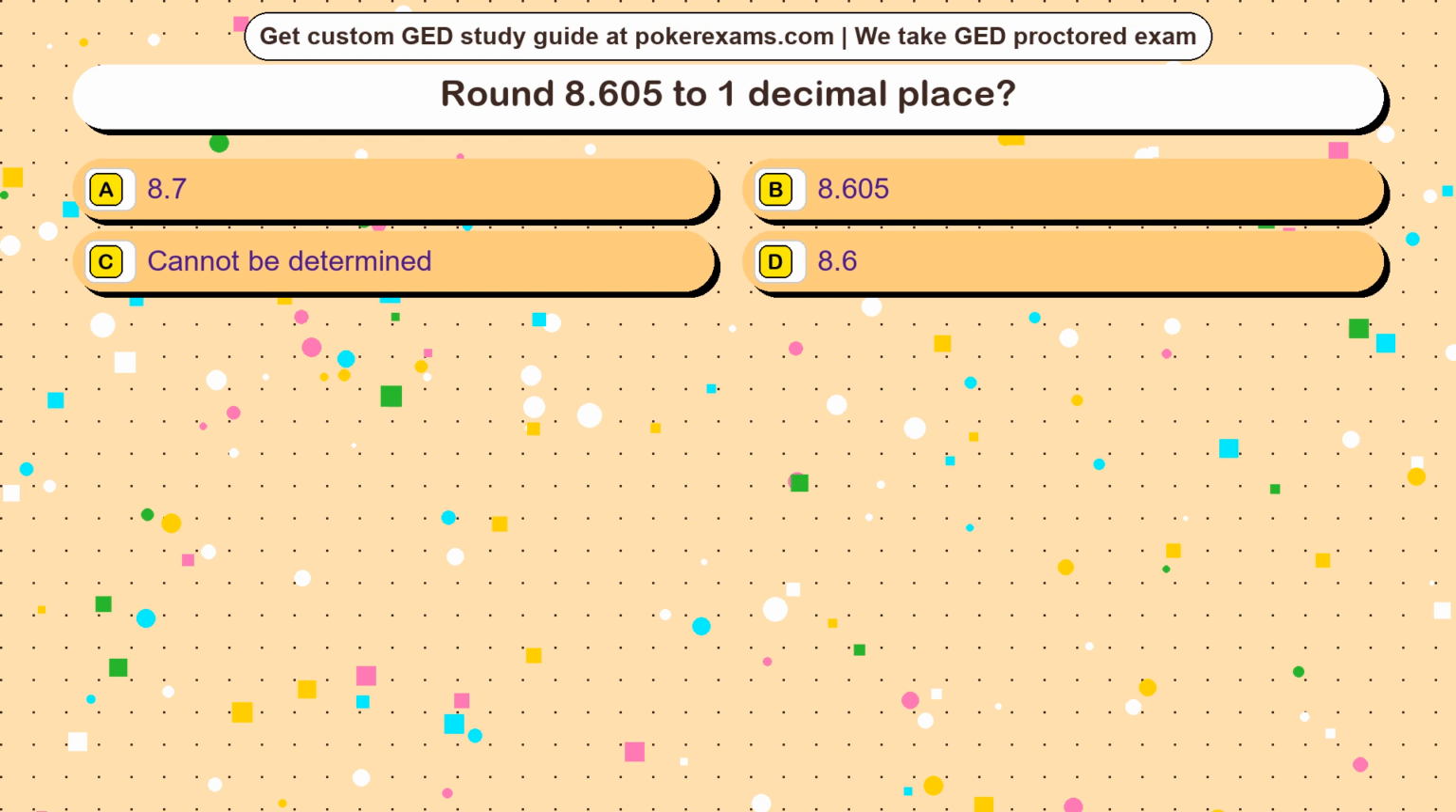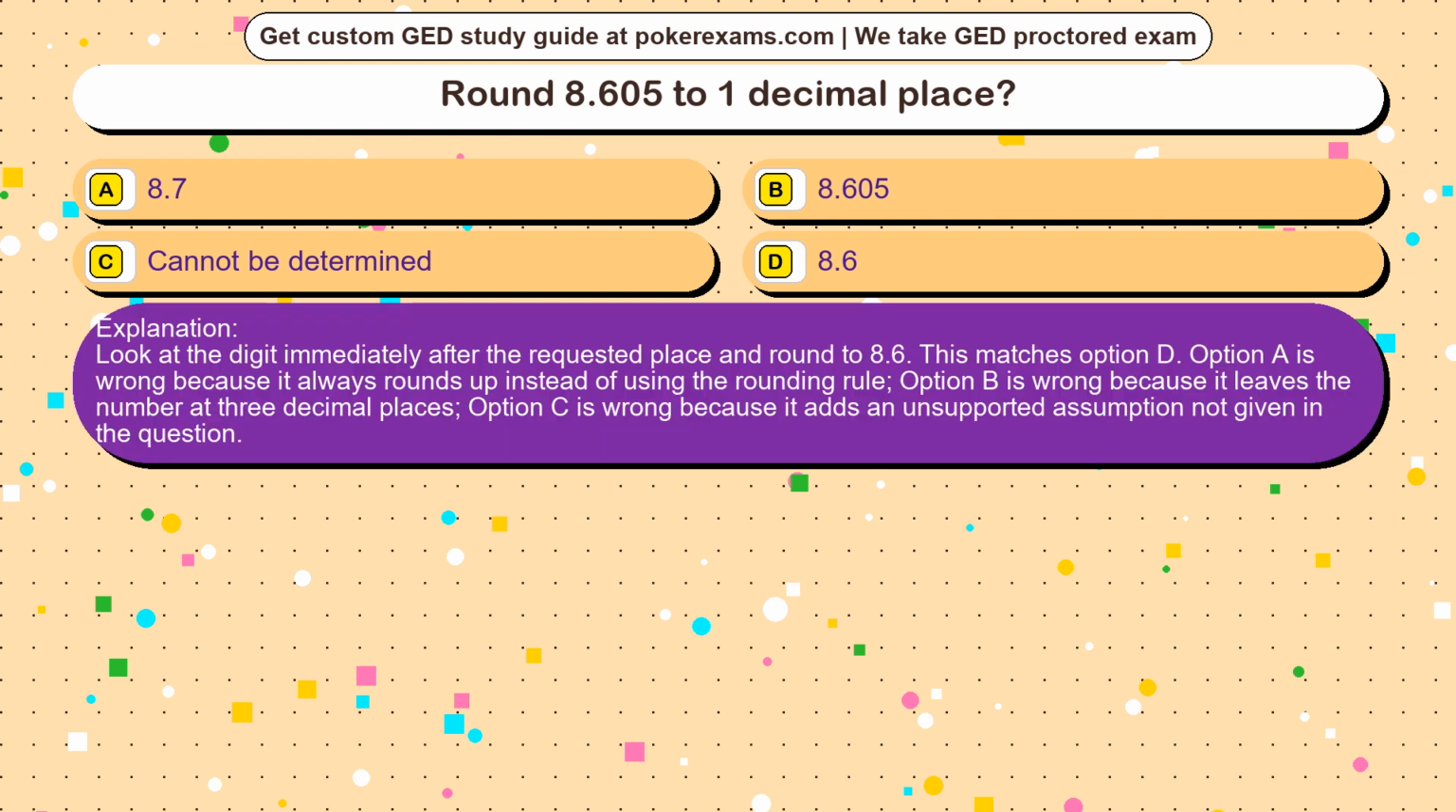The correct answer is option D. Look at the digit immediately after the requested place and round to 8.6. This matches option D. Option A is wrong because it always rounds up instead of using the rounding rule. Option B is wrong because it leaves the number at 3 decimal places. Option C is wrong because it adds an unsupported assumption not given in the question.